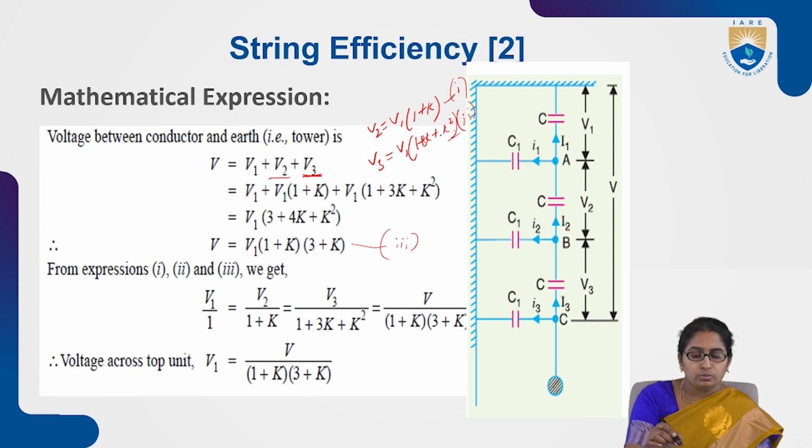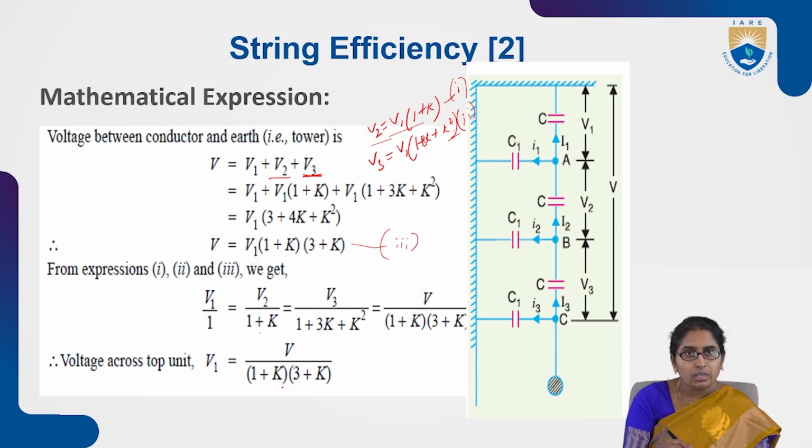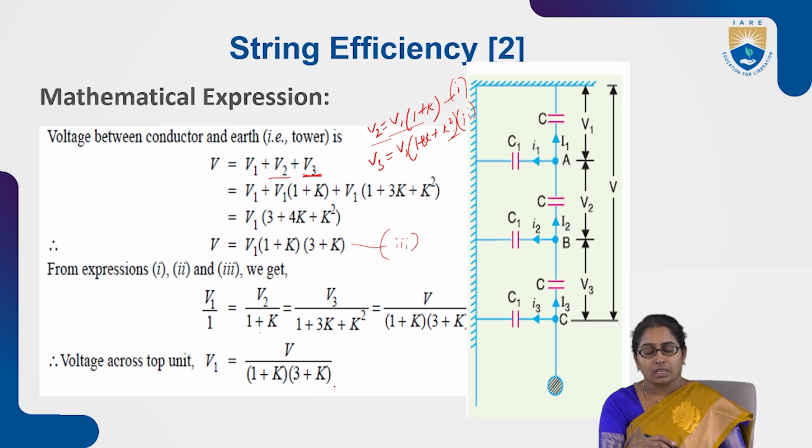Now from the first expression, we can write V2 by 1 plus K is equal to V1. Then from the second expression, V3 by 1 plus 3K plus K square is equal to V1. Next, from expression 3, V by 1 plus K into 3 plus K is equal to V1. So the voltage across the top unit, V1, is given by V by 1 plus K into 3 plus K.